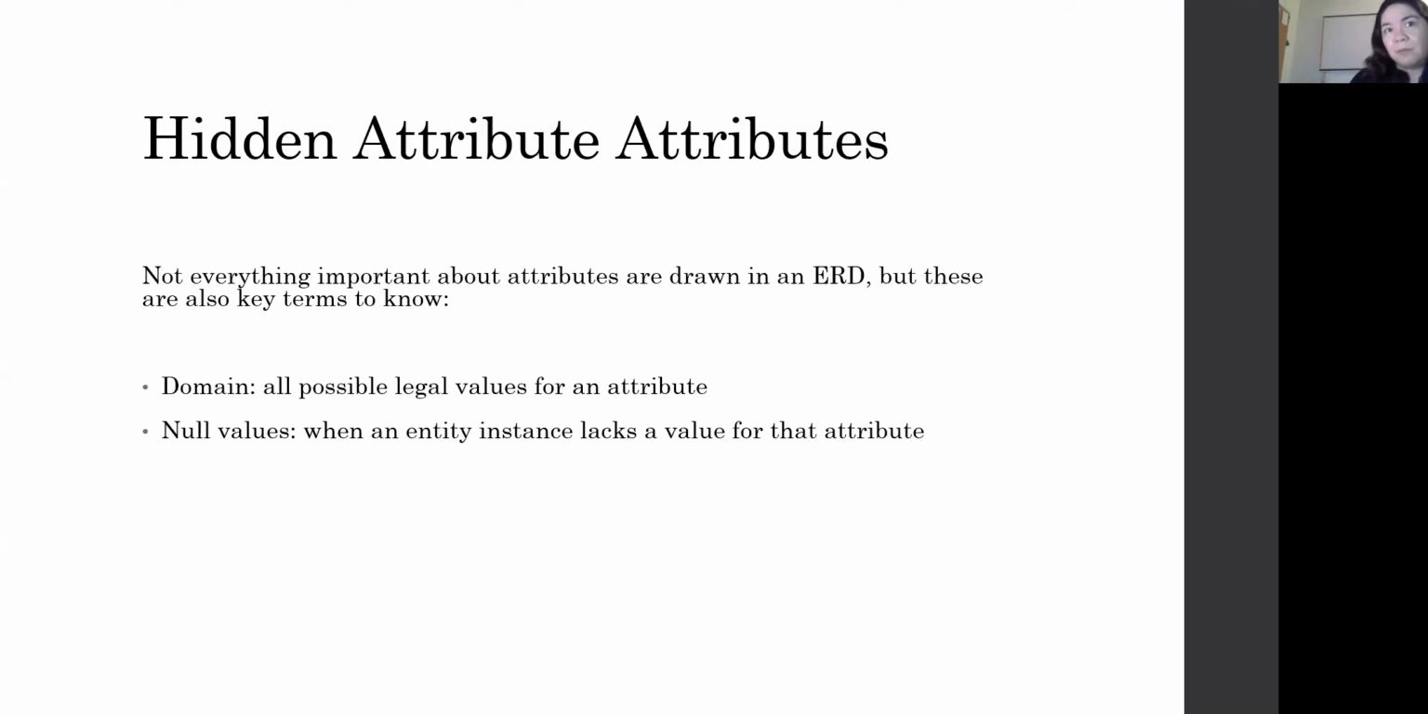Null values, on the other hand, is when an entity instance lacks a value for that attribute. So in a certain record, can it be null, which is different than saying 0. And we'll get more into that next week, when we're going a little bit deeper on things. But these are key terms to keep in the back of your head that we will have to define a little bit more when we're in the more SQL-y side of this project in class.